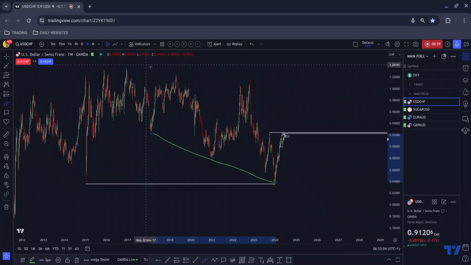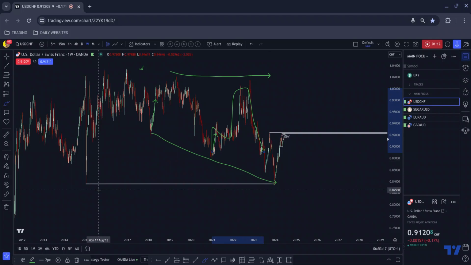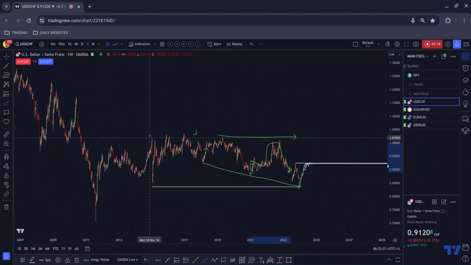So we have this structure here. We have the first drive there, second drive. The second drive is usually the more corrective one, and we can see that here. But then price comes down to gravitate towards the more attractive area of value, which is this one here. It stands out more and it's sharp.